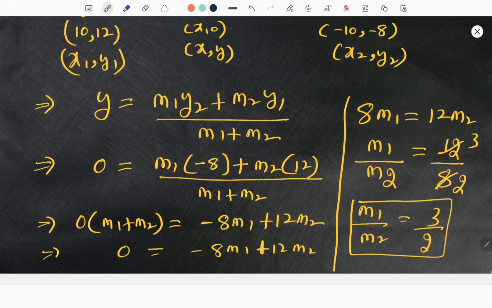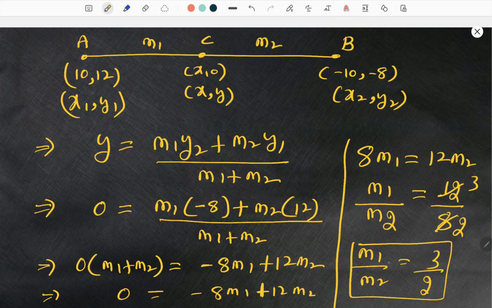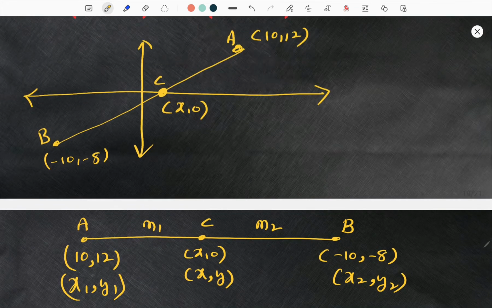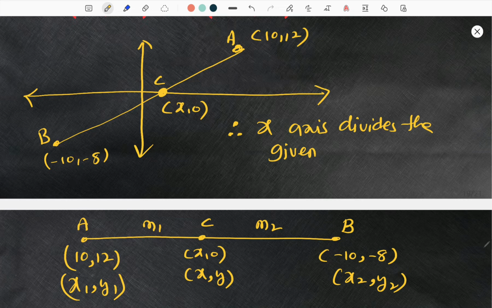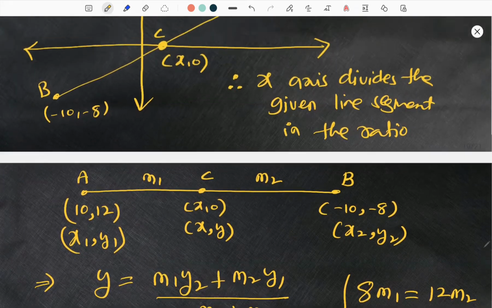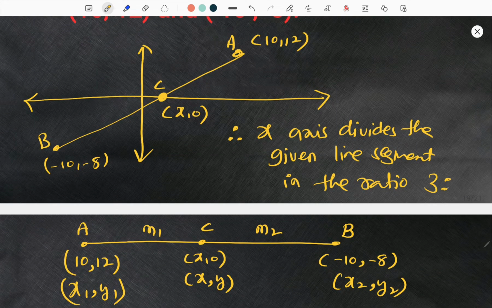Therefore you can write that the x-axis divides the given line segment in the ratio 3 ratio to 2. What is the answer we got? 3 ratio to 2, in the ratio 3 ratio to 2.